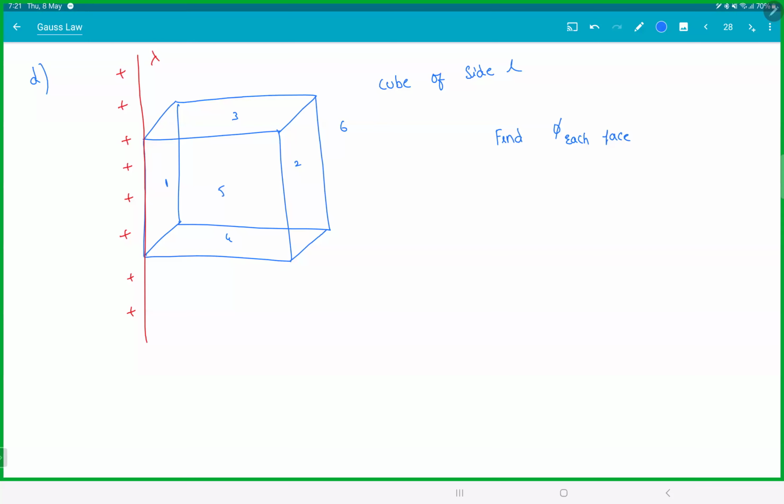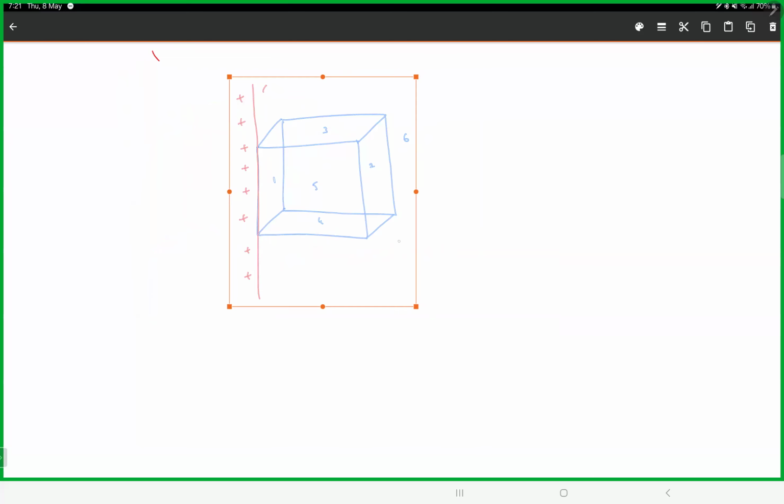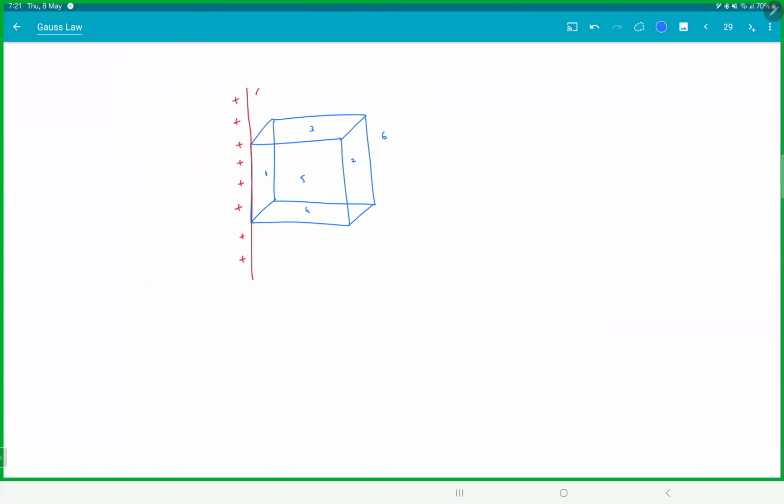Let's see. So how to make this the center of the cubes? Can I put 3 more cubes? I can introduce 1 cube here. I can introduce 1 cube here. I can introduce 1 cube here.